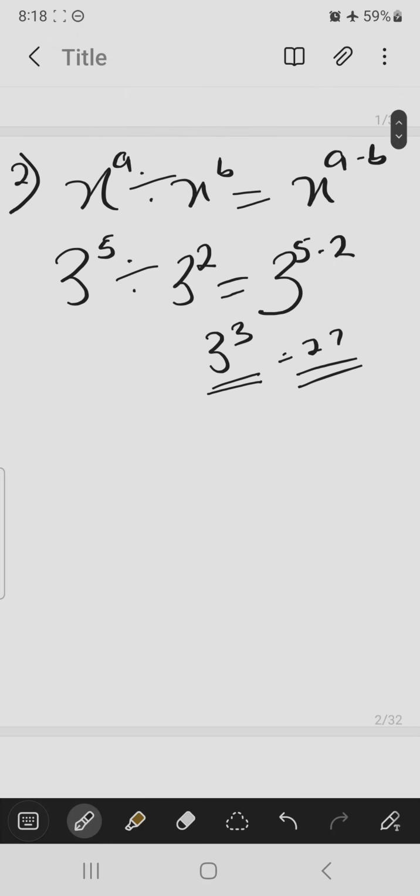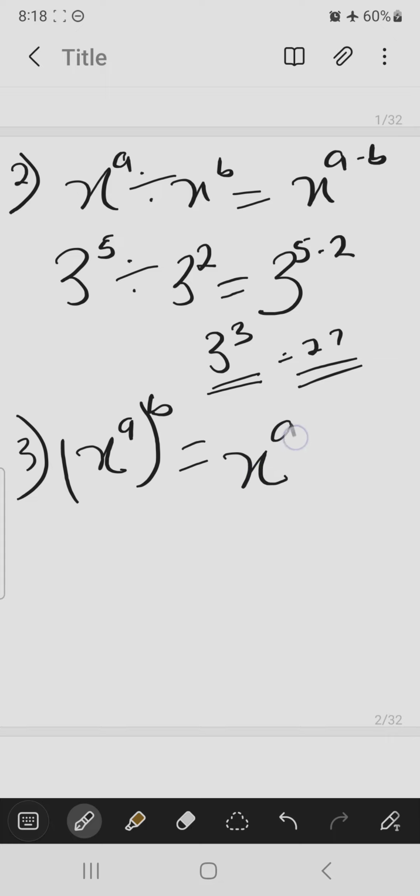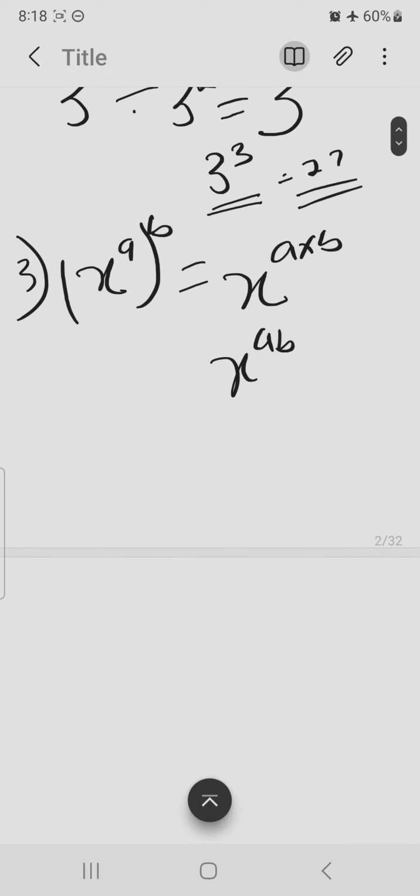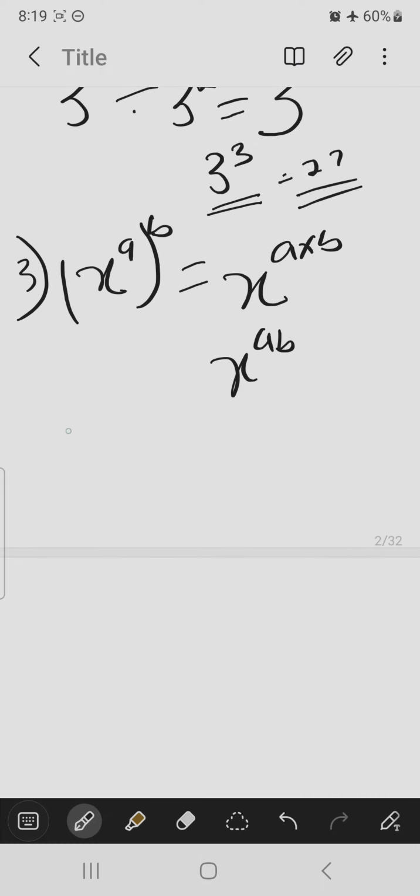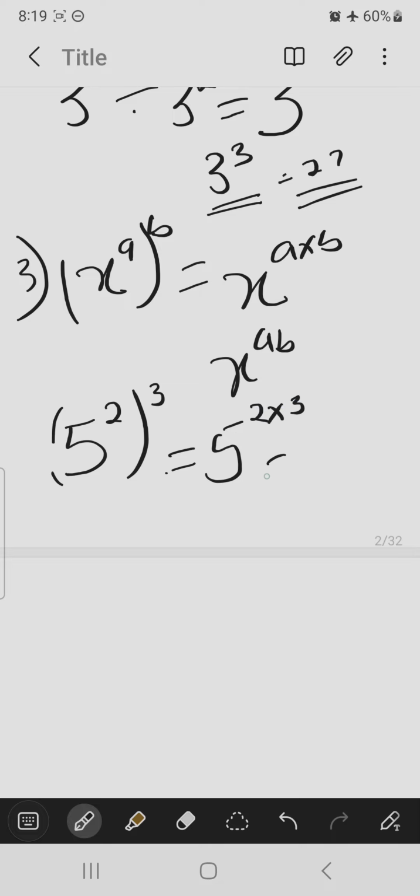So let's continue with the third law. The third law states that x raised to power a, into bracket b, is equal to x raised to power a times b. It will be x raised to power ab. Let me give you an example. If you have 5 raised to power 2, into bracket 3, this one is going to be 5 raised to power 2 times 3, equals what? 5 raised to power 6. You don't add here. This one will be 3 times 2, 6. That's what it means.